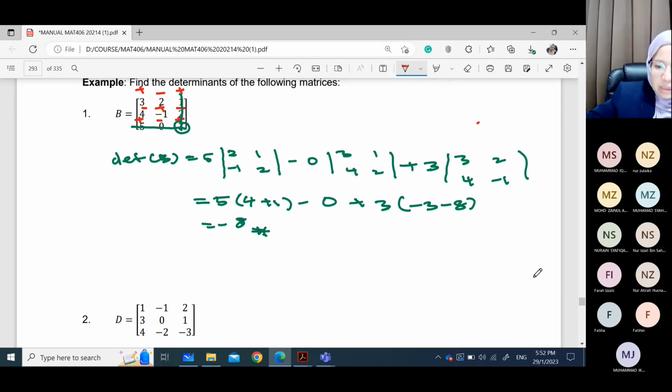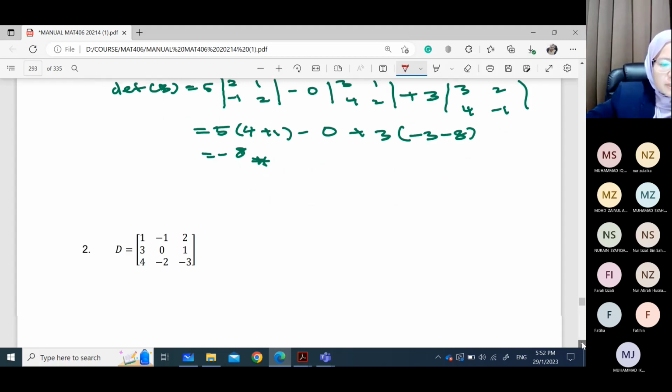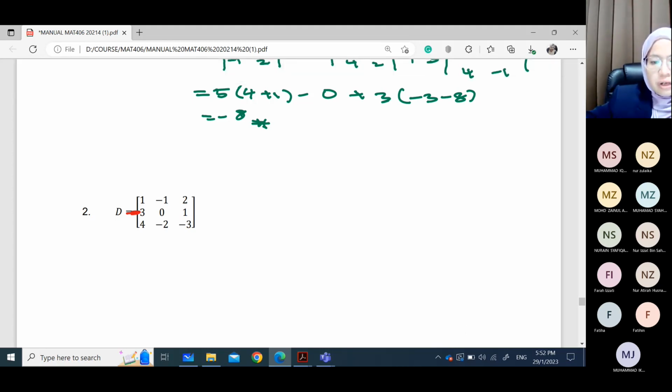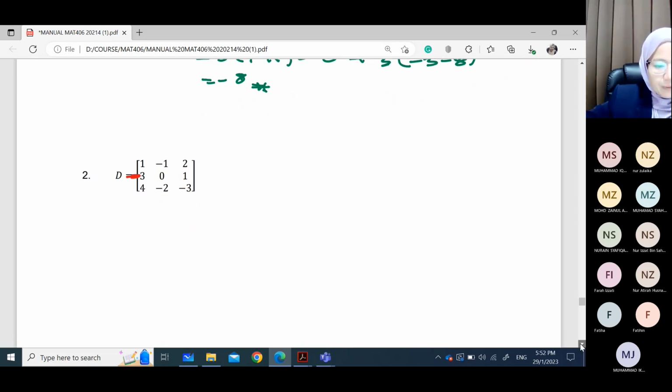Alright, so factor dia. Kalau ni you boleh ambil second row lah sebab second row tu ada kosong kan. So you ambil for second row. And then you start with 3, 0 and 1. So cofactor dia adalah 0, 3, 0 and 1. Boleh ya?